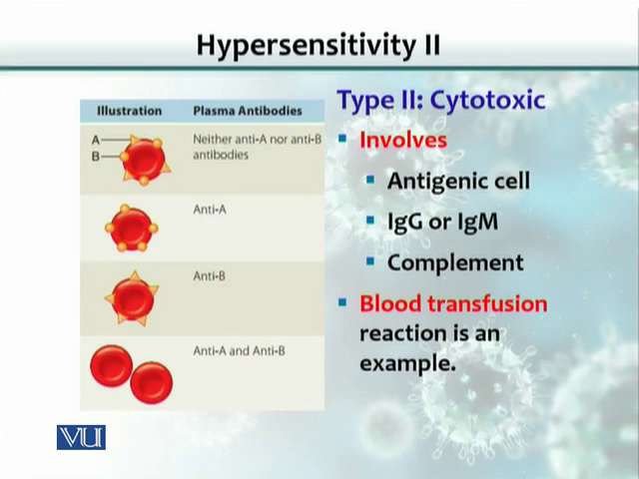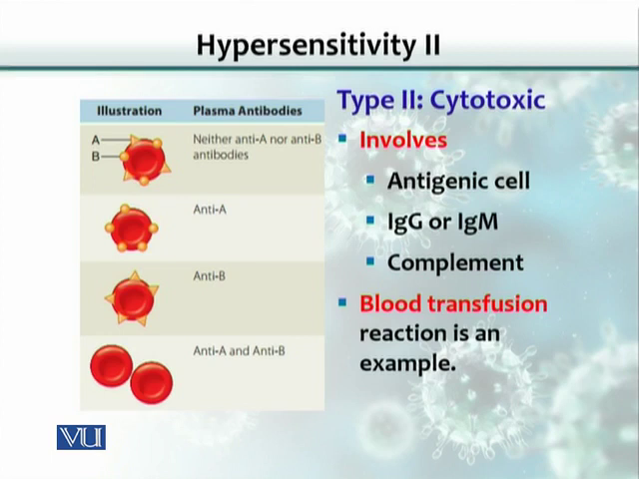It involves IgG and IgM. Like type 1 hypersensitivity, we know, involved IgE, but here two other antibodies are involved, either IgG or IgM, or both could be in the same case. Along with complement, this combination is very important.